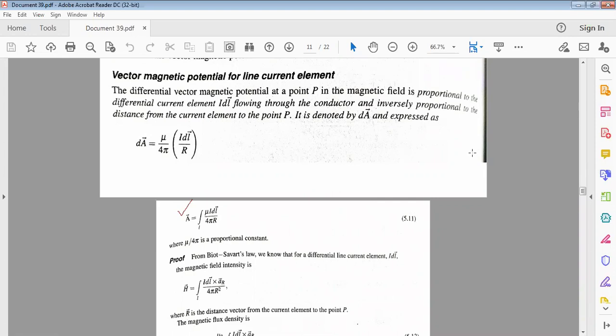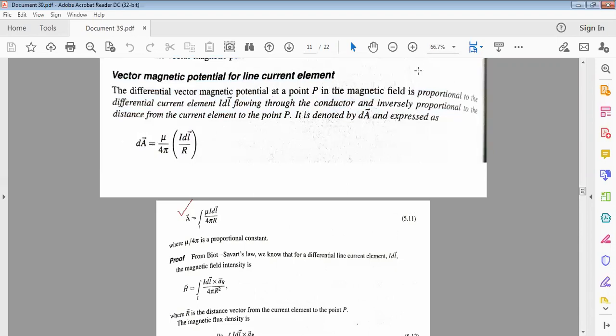for line current element. Okay, that line current element is quite different from surface and volumes. Here they define it for the basic line current element. What is the representation here? The differential vector magnetic potential. See here dA. What is meant by dA? This is the differential, A is the vector magnetic potential. Okay, differential vector magnetic potential. Actually, this entire statement is just describing this equation. That's all.